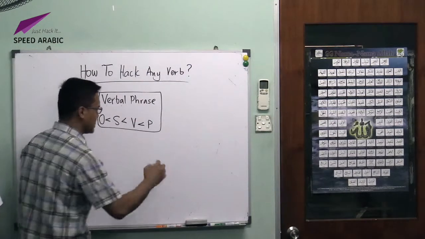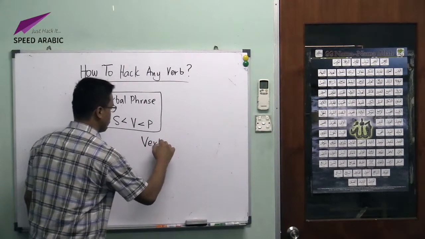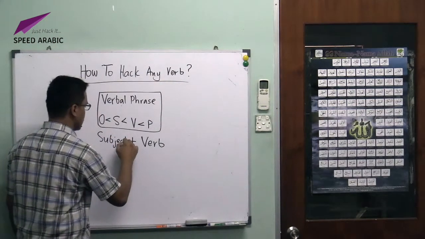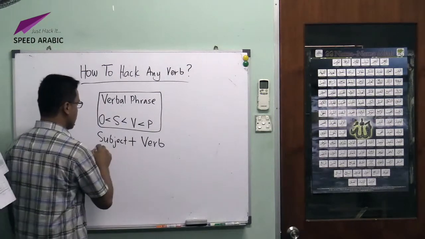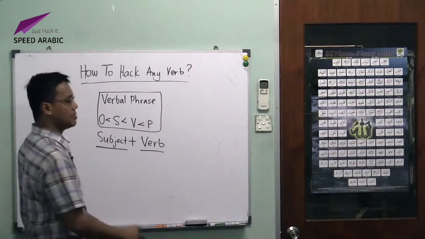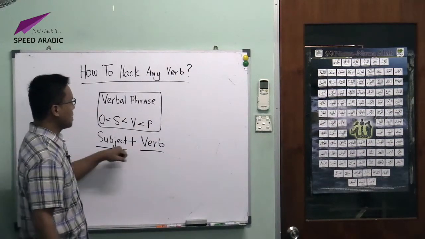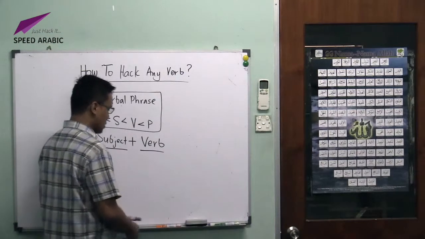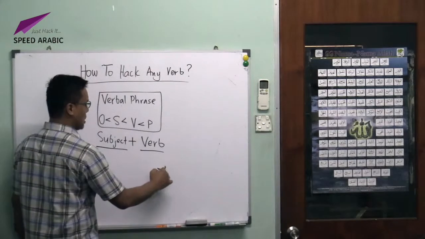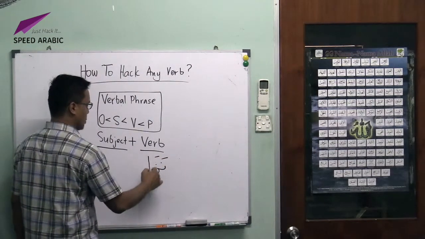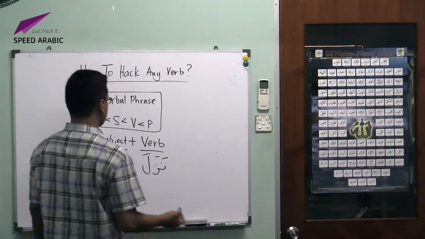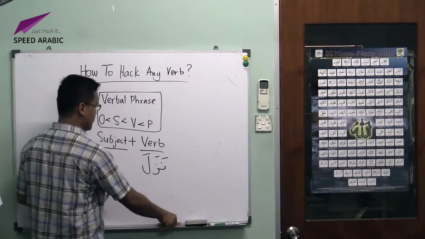Every time you see a verb, there is always a verb plus subject. Okay? We have explained this before, but I want to put it into an equation. So there is always a verb plus subject. So if I were to give you a verb like nazala, okay, what's the meaning of nazala? So, descended.